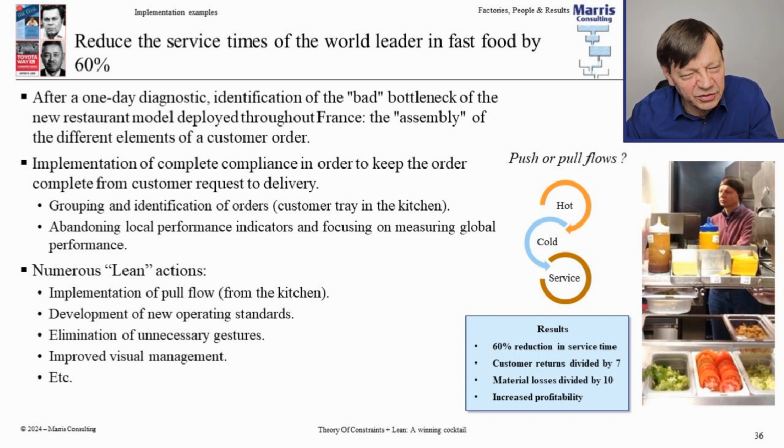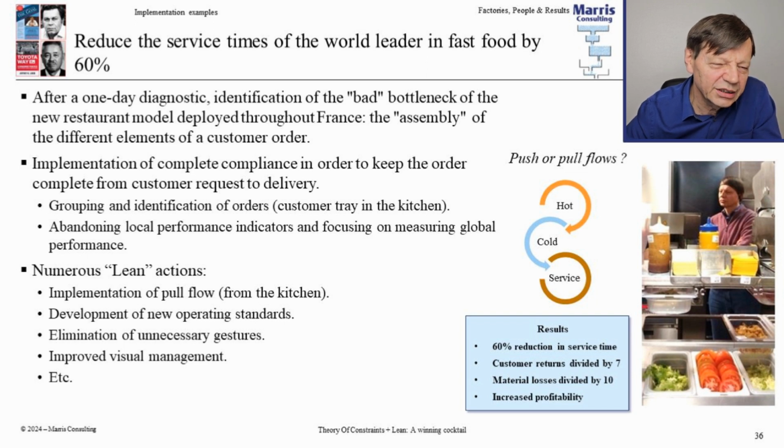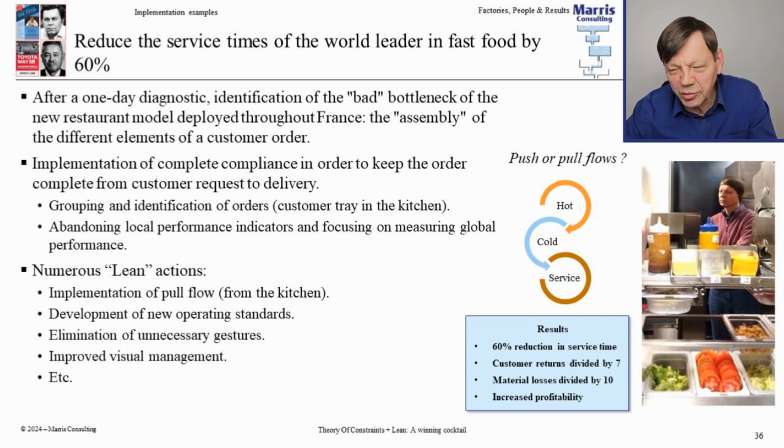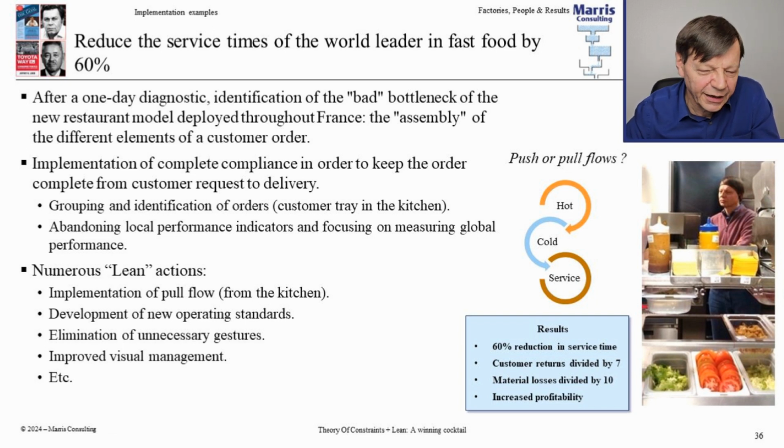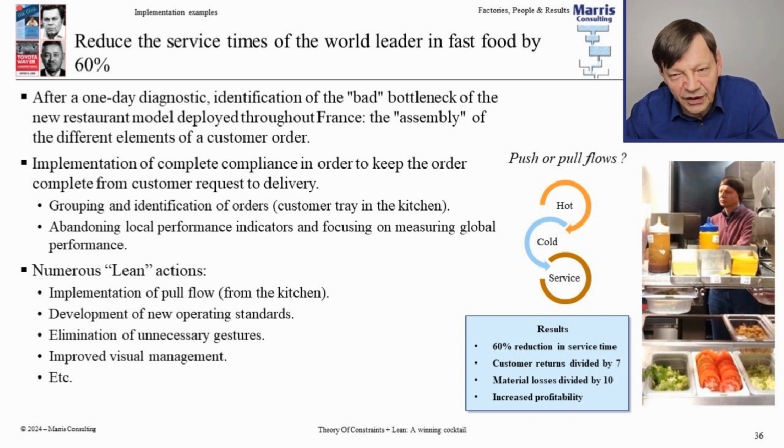We got rid of the bottleneck by making sure that there was a full kit of food being produced. That's to say that they worked by customer order rather than local optimums, saying, you know, let's do the cheeseburgers first and then those hamburgers and whatever, because that was destroying the completeness of the orders coming out of the kitchen, and everybody was going crazy. By doing that, the service times of the 1,500 restaurants went down by 60%, but also other remarkable stuff like the material waste was divided by 10, and there was a big impact on profitability.